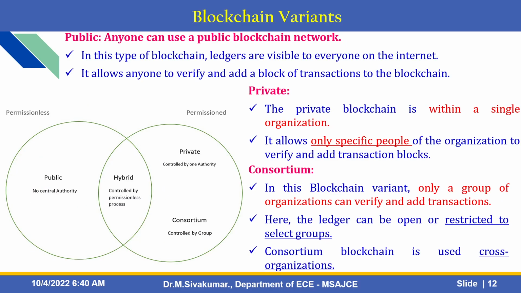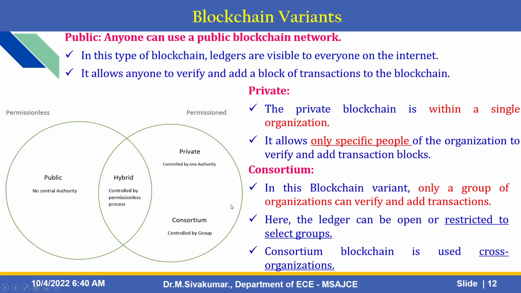These are the blockchain variants. There is a permissionless region and a permissioned region. There are three types of blockchain variants. The first one is public. Anyone can use public blockchain networks. The next one is private.